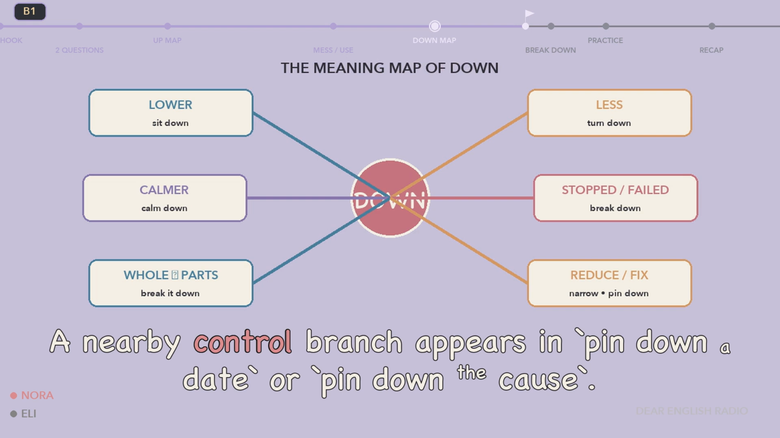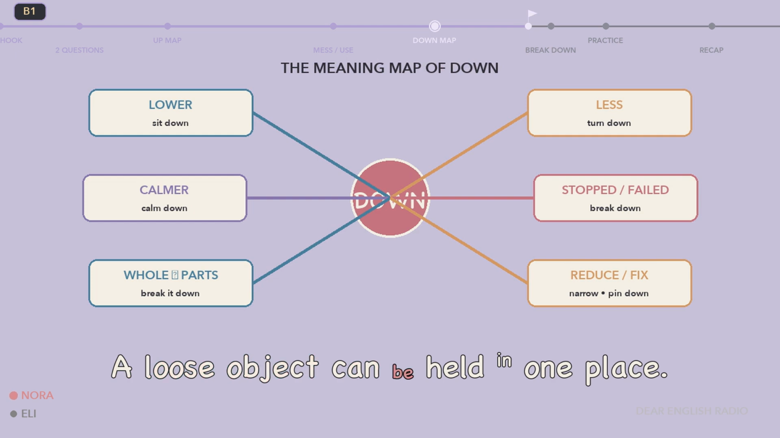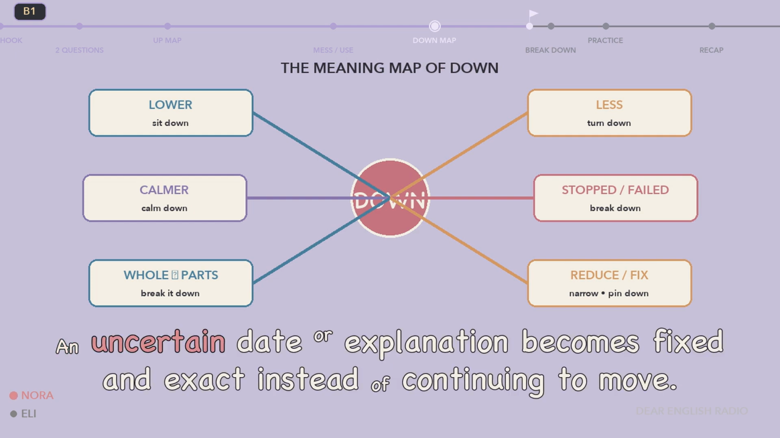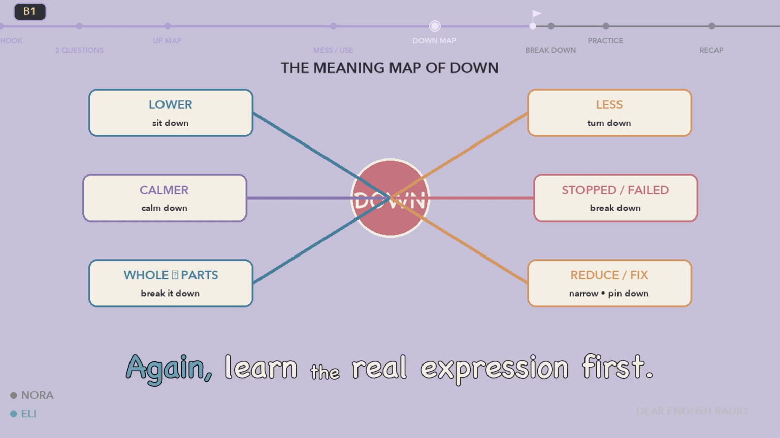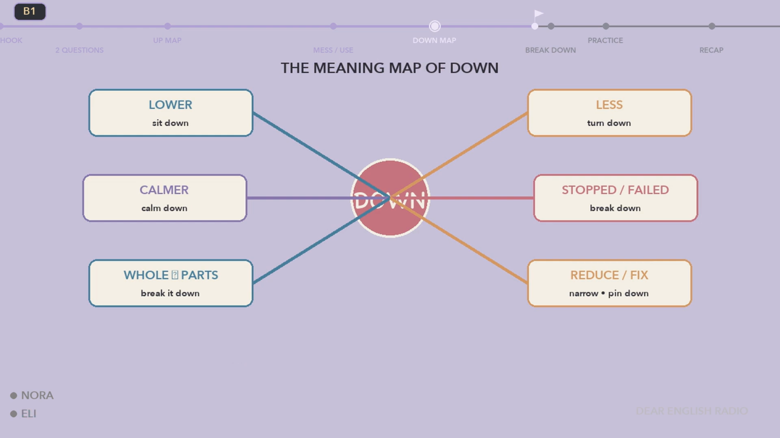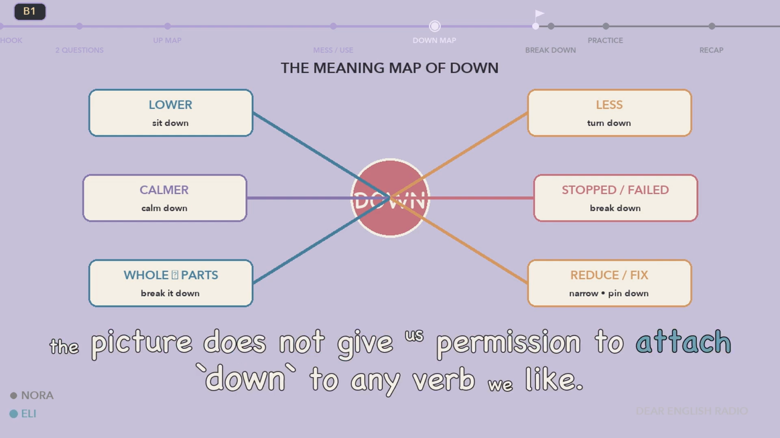A nearby control branch appears in pin down a date or pin down the cause. A loose object can be held in one place. An uncertain date or explanation becomes fixed and exact instead of continuing to move. Again, learn the real expression first. The picture supports it. The picture does not give us permission to attach down to any verb we like.